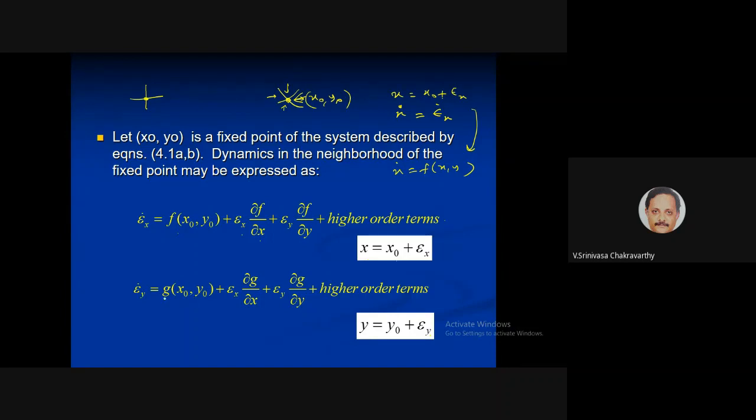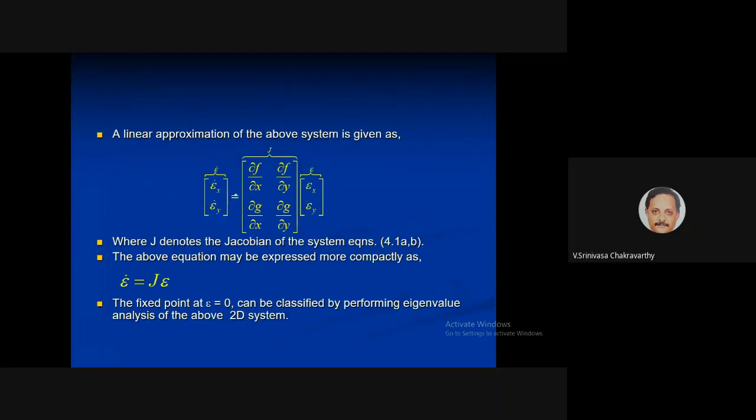Similarly, for the other equation, you have epsilon y dot equal to g of x naught, y naught plus epsilon x times dou g by dou x plus epsilon y times dou g by dou y plus higher order terms. So now we'll ignore these higher order terms, and you get a linearized version. I'm only looking at dynamics in a small neighborhood, where the system can be approximated by a linear system.